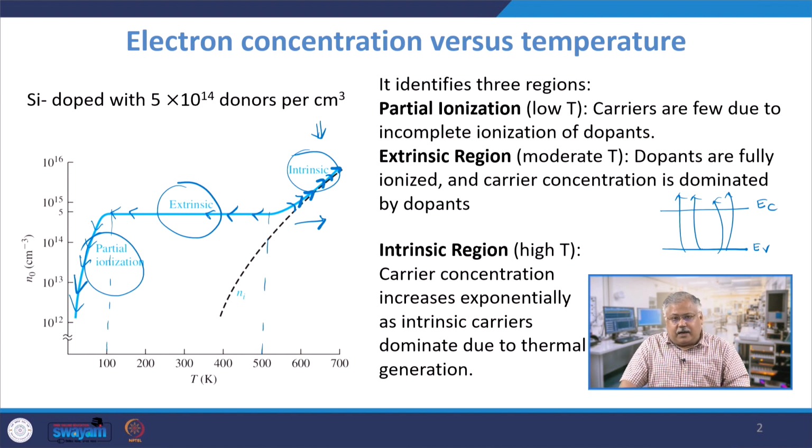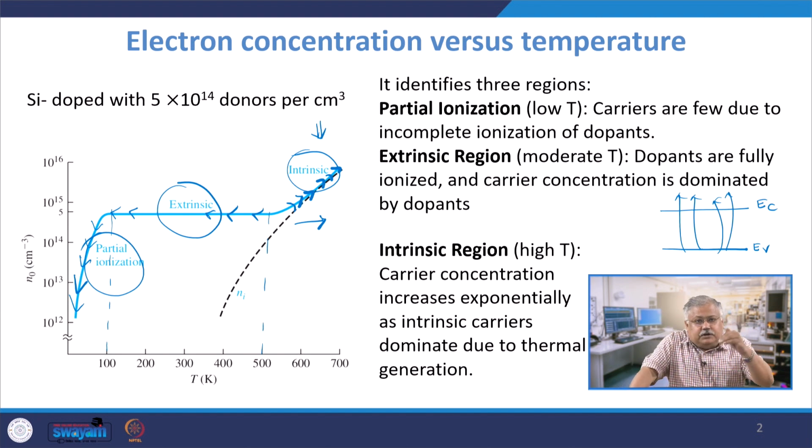Now let's look at the black curve. The black curve is basically the ni curve, the intrinsic carrier concentration. This is not with the dopant species. It follows exactly the same trend as the intrinsic, high temperature region, but as you lower the temperature, the intrinsic carrier concentration starts to drop down. The reason is very simple: you don't have enough temperature to generate that many intrinsic carriers.